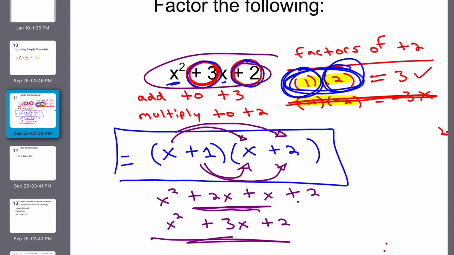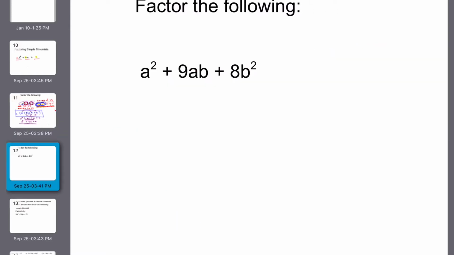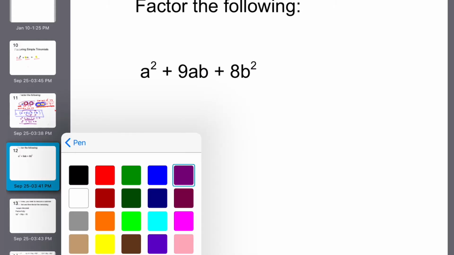Okay, let's do one more. We're actually going to do two more, but here's our next problem. Factor the following. This one looks scary. I see A's and B's. What am I going to do? I'm starting to freak out already. So this one, again, it's not that bad.